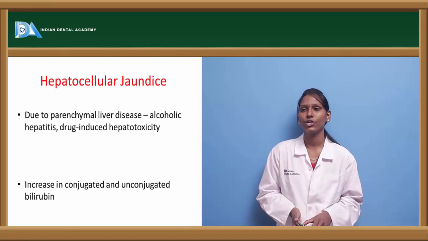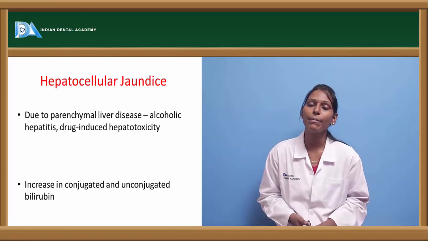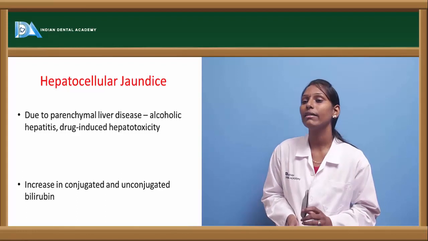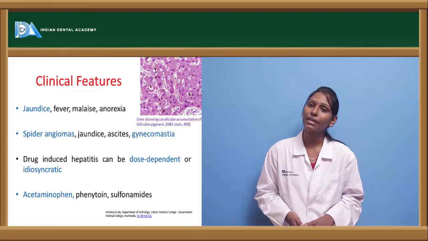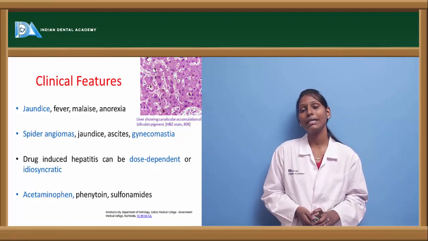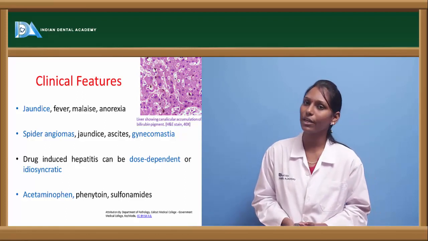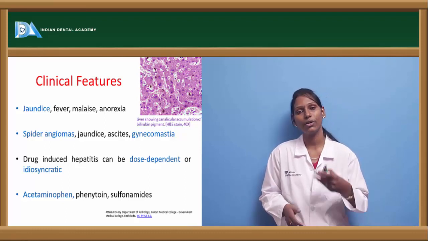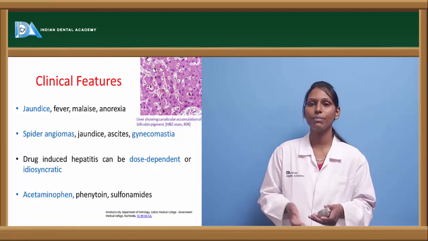Coming to hepatocellular jaundice, it is usually a parenchymal liver disease, and other reasons for hepatocellular jaundice include alcoholic hepatitis, drug-induced hepatotoxicity, etc. There will be an increase in both conjugated and unconjugated bilirubin levels. Coming to the clinical features, there will be jaundice, fever, malaise. The patient will also have anorexia, and characteristic features such as spider angiomas, ascites and gynecomastia can also be seen in this condition. Drug-induced hepatitis can also lead to jaundice. In this, it can be either idiosyncratic or dose-dependent.